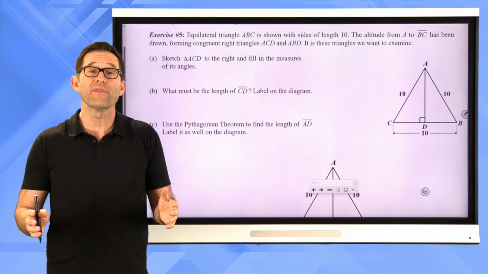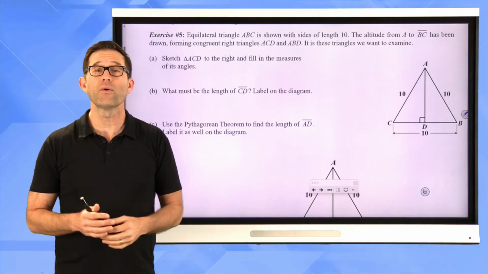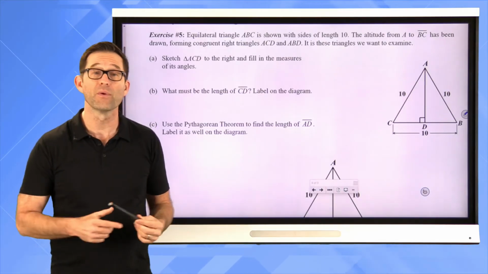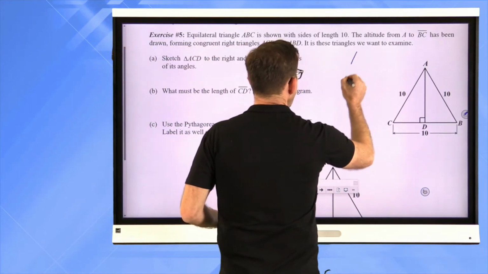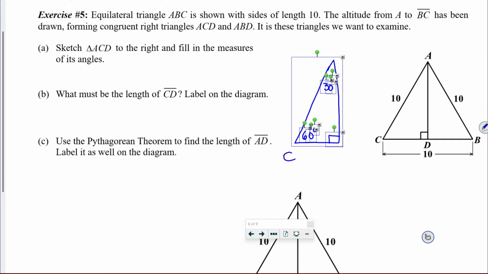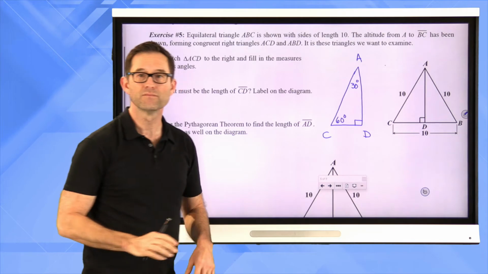One thing that you have to know is that in all equilateral triangles, all three angles are equal, and they're all equal to 60 degrees. So when I take that half triangle out, and I've got that 90 degrees, this is still 60 degrees, but this has now become 30 degrees. Okay, so this is my triangle CDA. Okay, great.